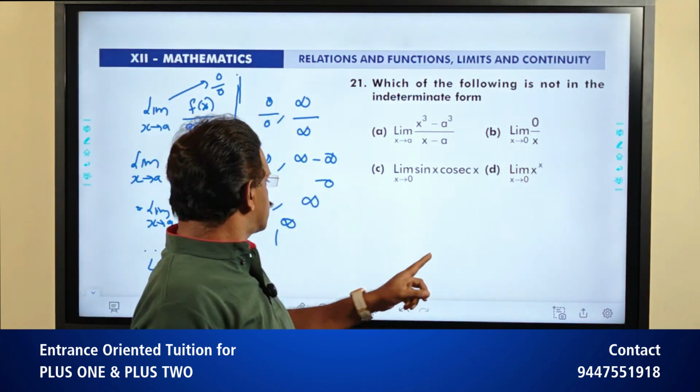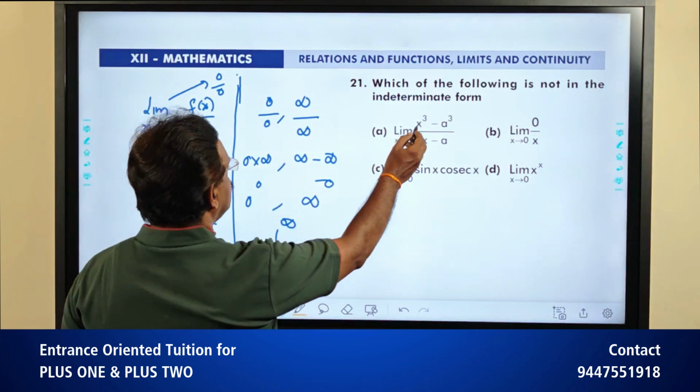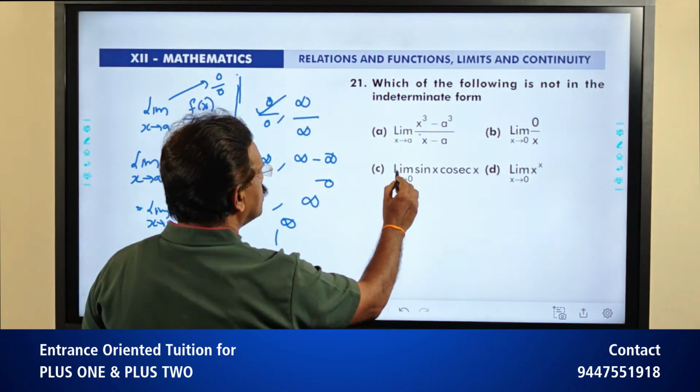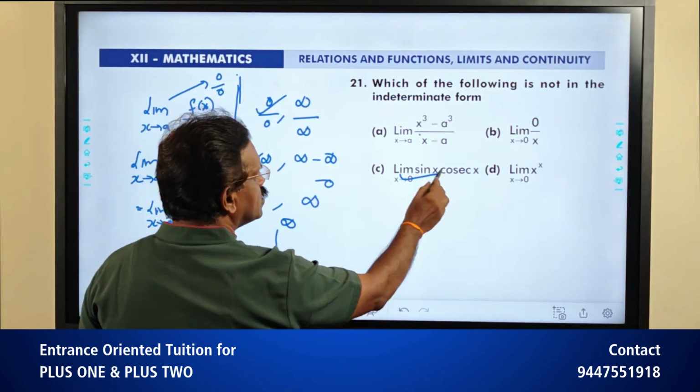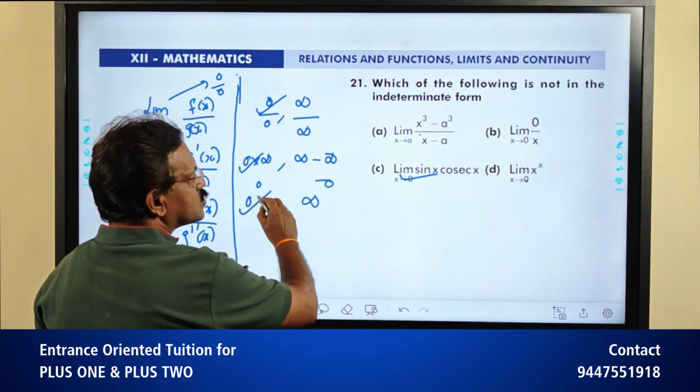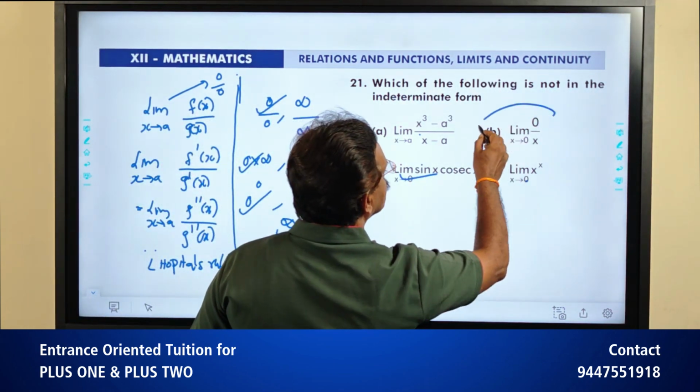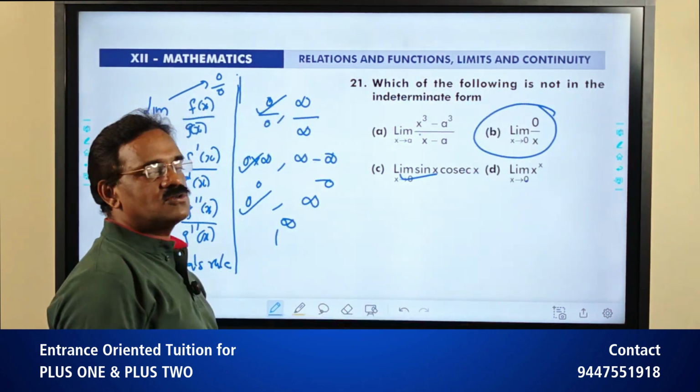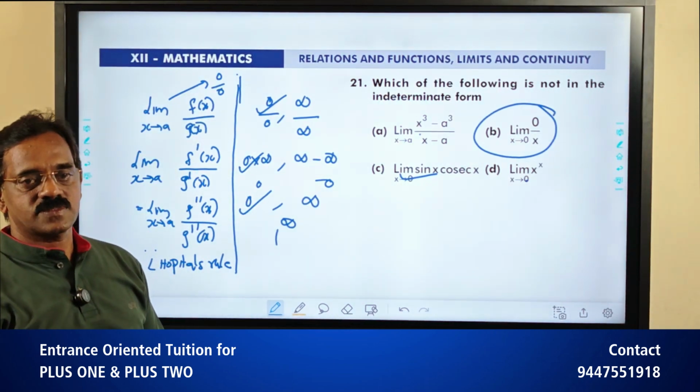ഇത് ഓൾറെഡി 0 raised to 0 കൊടുക്കുമ്പോൾ ഇൻഡിറ്റർമിനേറ്റ് ഫോം. അപ്പം ഇതെന്ന് പറയുന്നത് 0/0 ഫോമാണ്, ഇതെന്ന് പറയുന്നത് 0 into ഇൻഫിനിറ്റി ആണ്, ഇതെന്ന് പറയുന്നത് 0 raised to 0 ആണ്. അപ്പോൾ ഇൻഡിറ്റർമിനേറ്റ് ഫോം അല്ലാതെ വരുന്നത് ഇത് മാത്രമേ ഉള്ളൂ. സോ ദാറ്റ് ഈസ് ഗോയിങ് ടു ബി ദ ചോയ്സ് ബി.